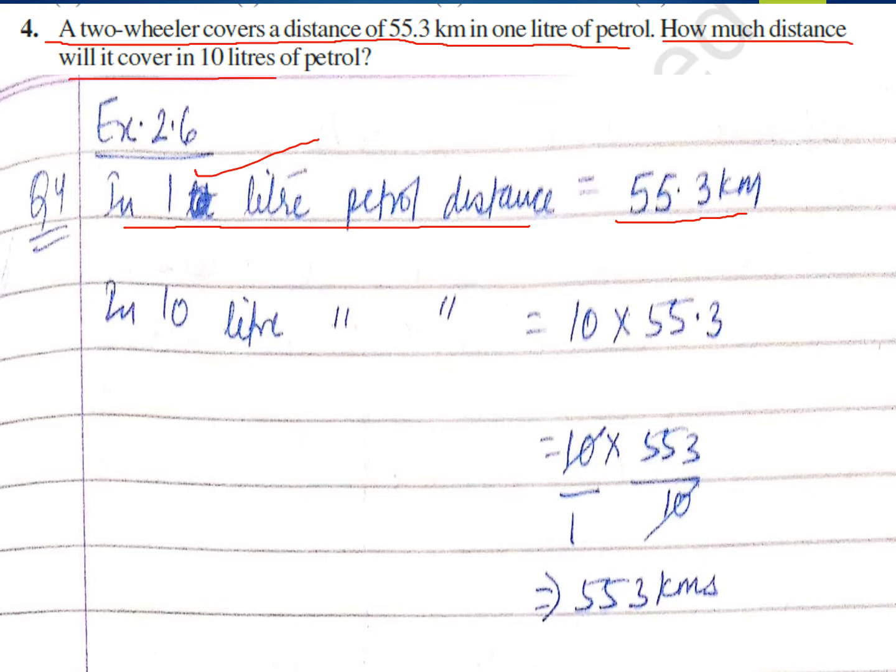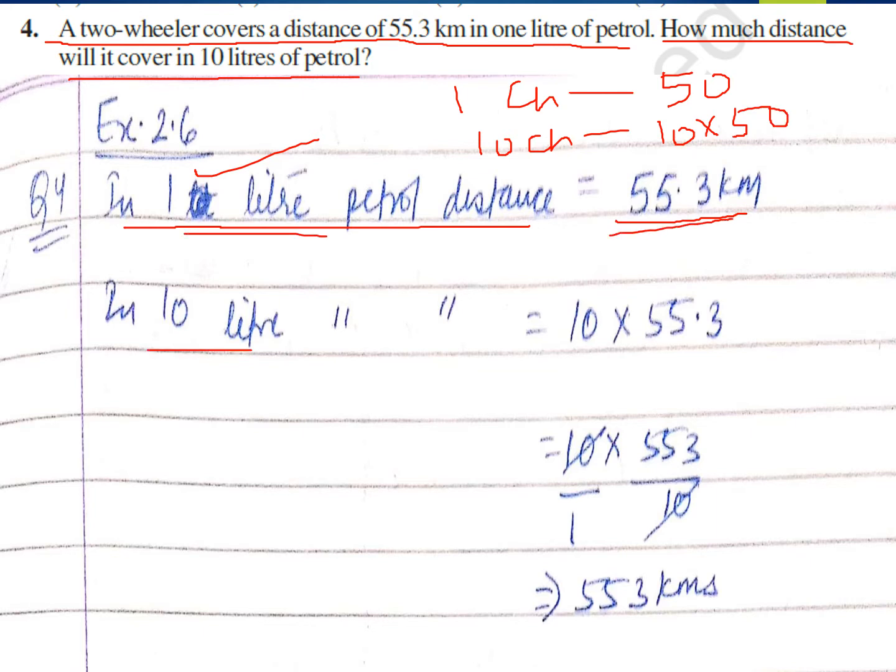It's a very easy question. You know one chocolate is for rupees 50. That means 10 chocolates will be for how much? 10 into 50. Same question, same concept we will apply here. So we know in 1 liter this many kilometers are covered. So in 10 liters how much is covered? 10 into 55.3. And we know how to solve this.